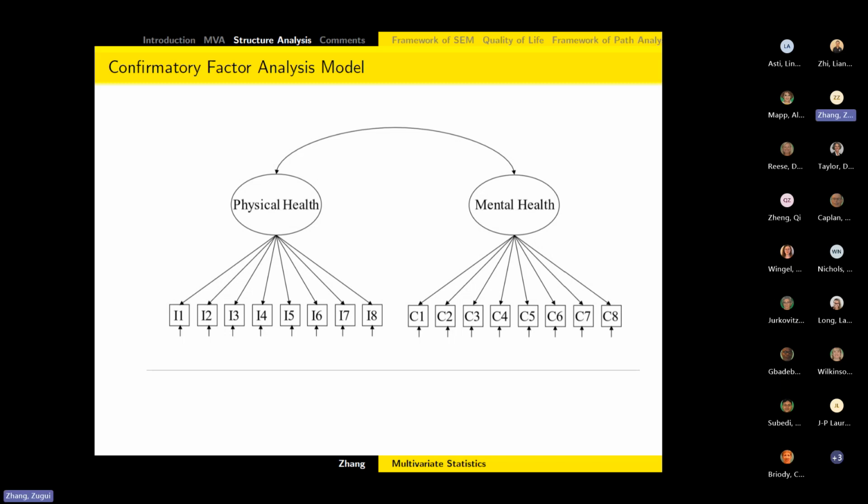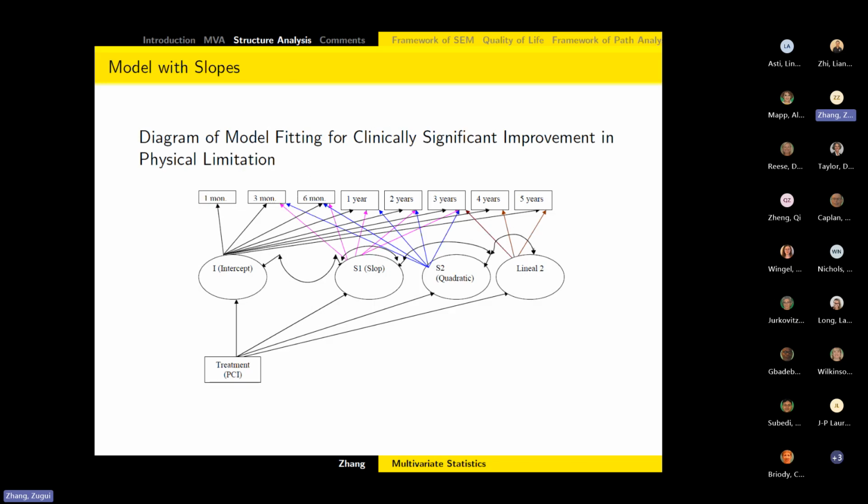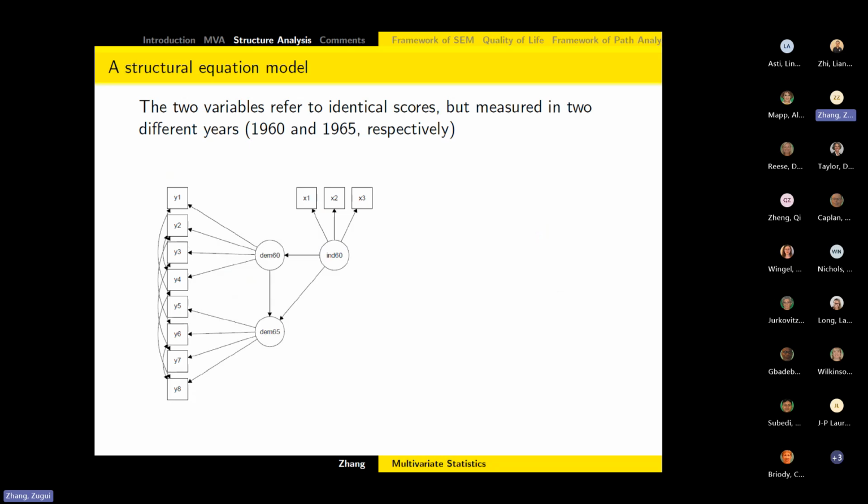Now, we can see confirmatory factor analysis for physical health and mental health, and we can also use this fit for the clinical improvement in physical limitation. So this is the way for the model. We use the intercept, slope, and often other latent variables for the longitudinal analysis in this sense.